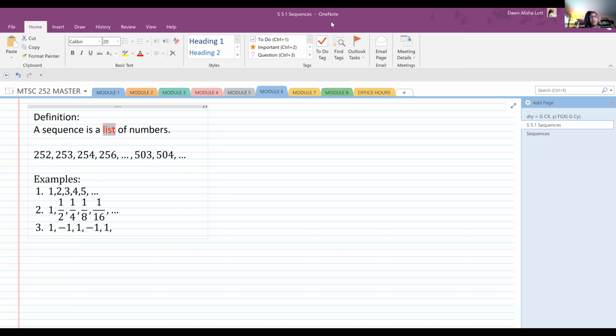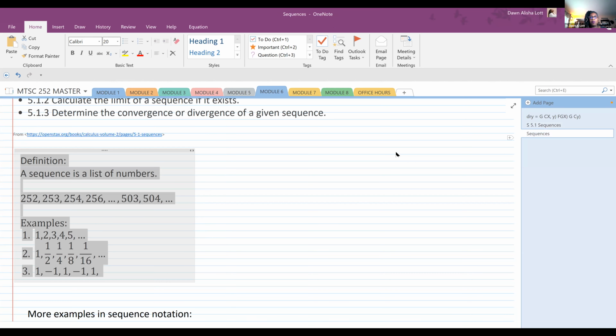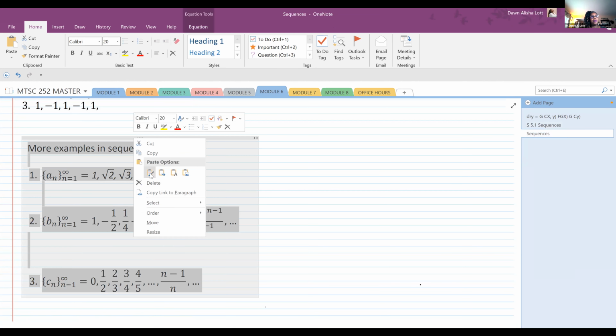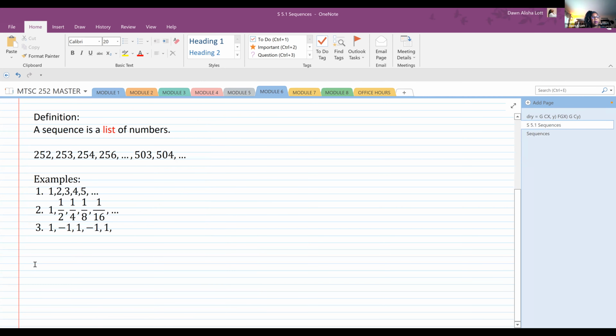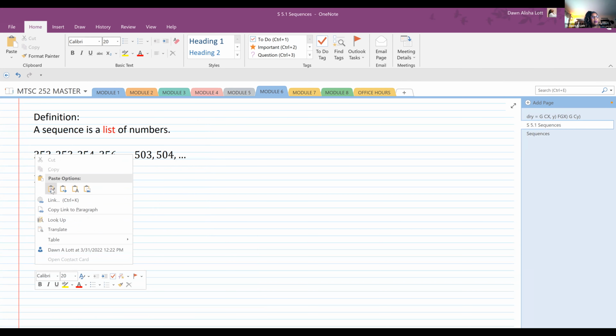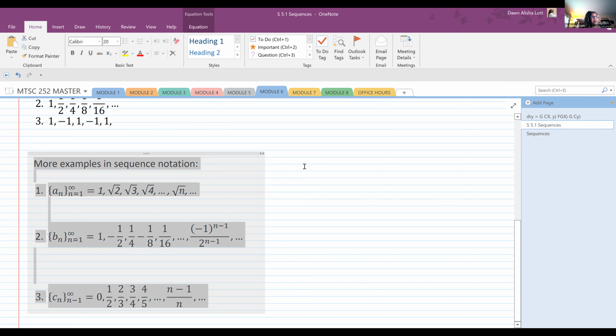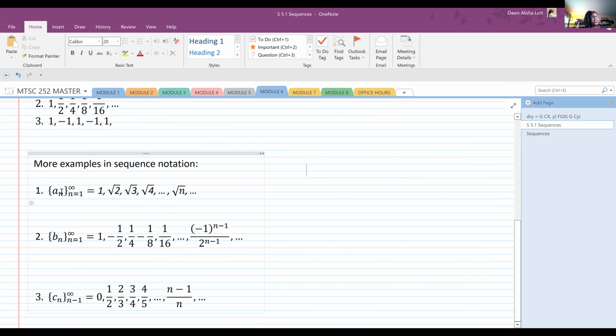Okay, so we have an idea of what a sequence is now. We've done several examples of sequences, so I want to give you some more. I'm going to give these to you in sequence notation. So more examples in sequence notation. Sequence notation is to put brackets around the name of the sequence.